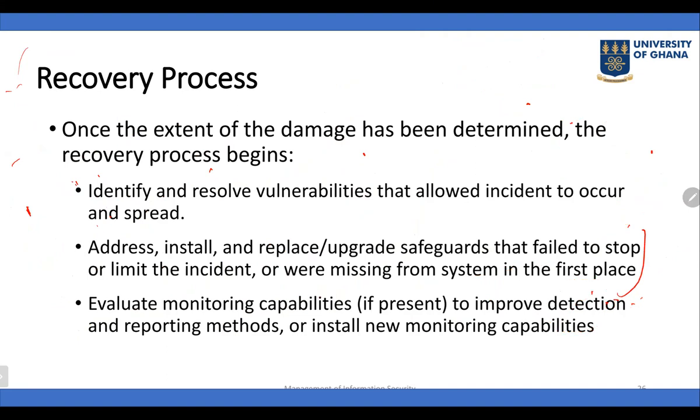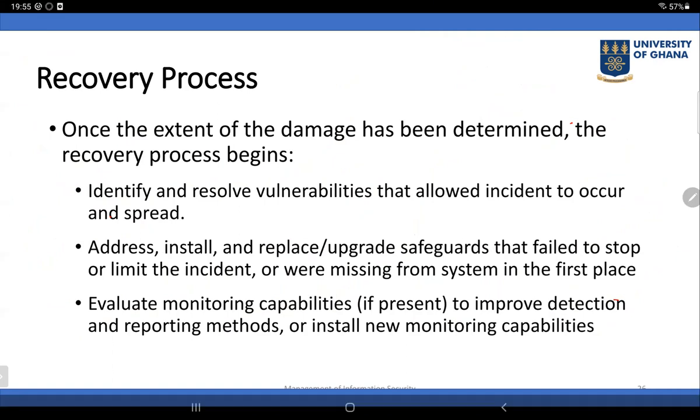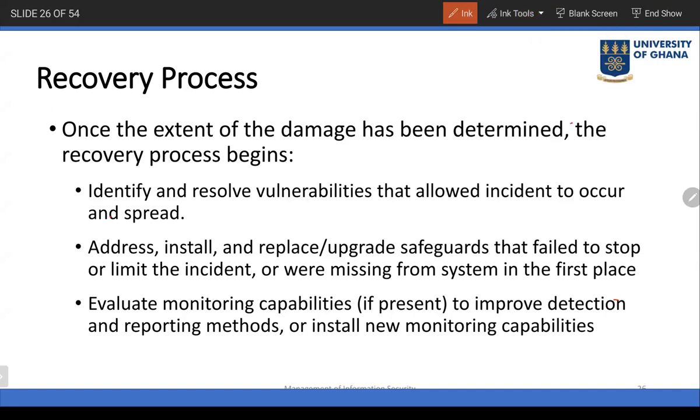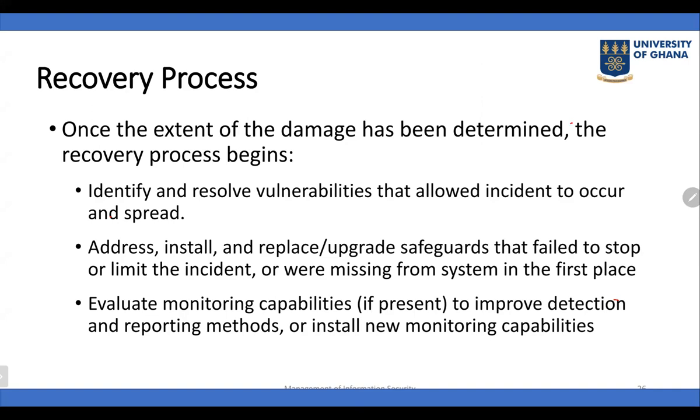Okay, so once the extent of the damage has been determined, the recovery process begins. So you identify and resolve vulnerabilities that allowed incidents to occur and spread. Maybe the vulnerability was a result of one of the employees who made a mistake, and then a hacker used him as a weak link to access and cause problems in the system. So you address, install, replace or upgrade safeguards that failed to stop or limit the incident in the first place. Then you evaluate monitoring capabilities present to improve detection and reporting methods, and install new monitoring capabilities such as intrusion detection systems and all that.